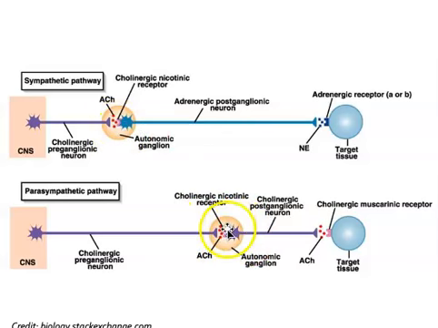That effect is going to travel down the axon. We're going to synapse with the target tissue here, but this time we're going to release more acetylcholine. And the acetylcholine is going to bind to muscarinic receptors.